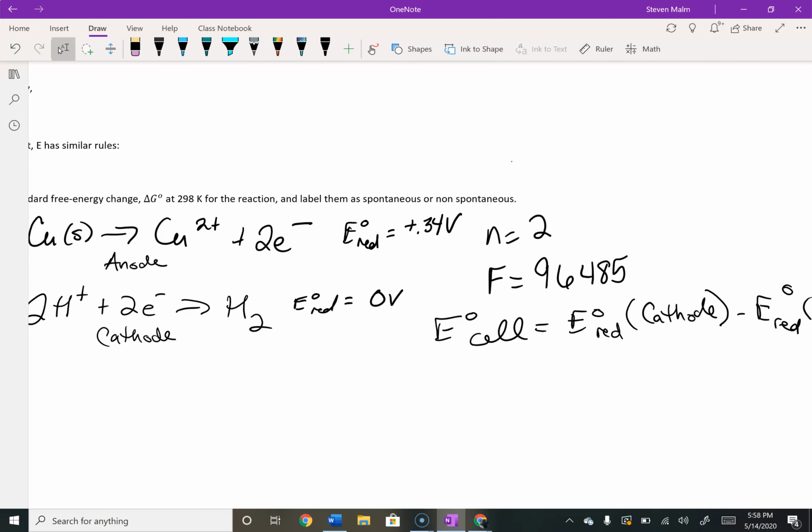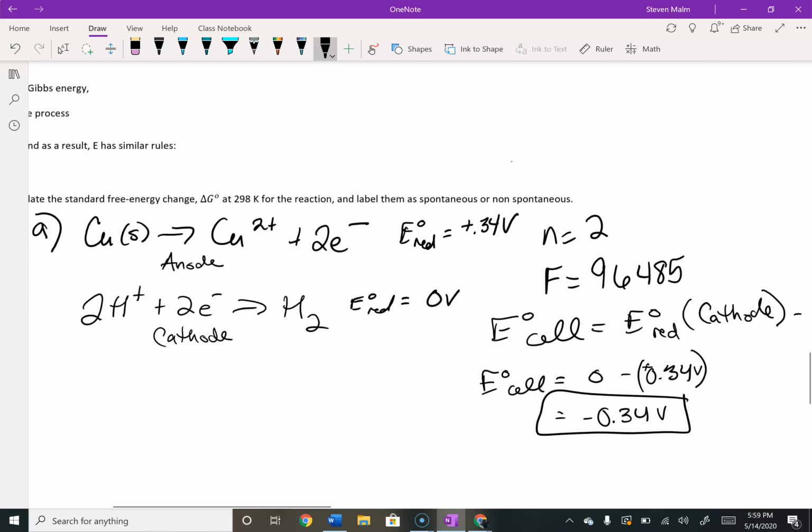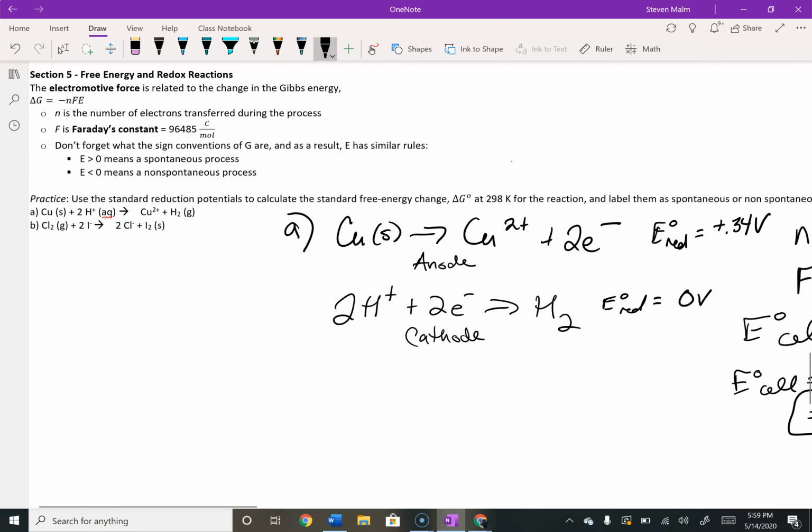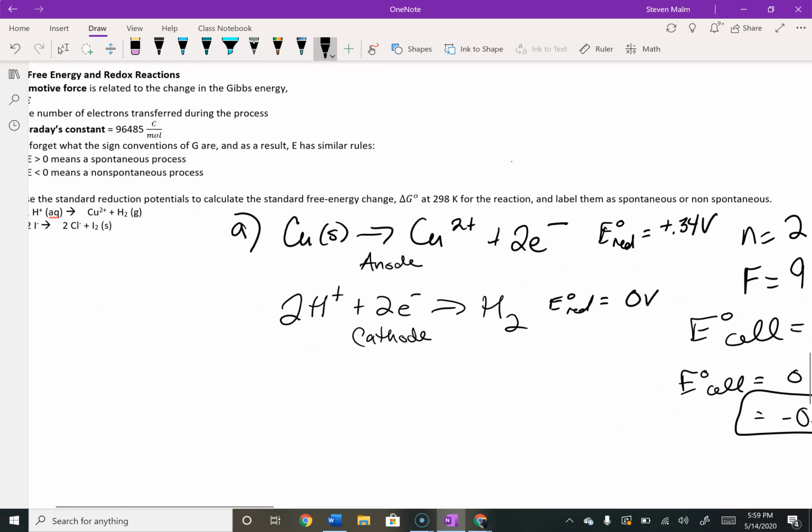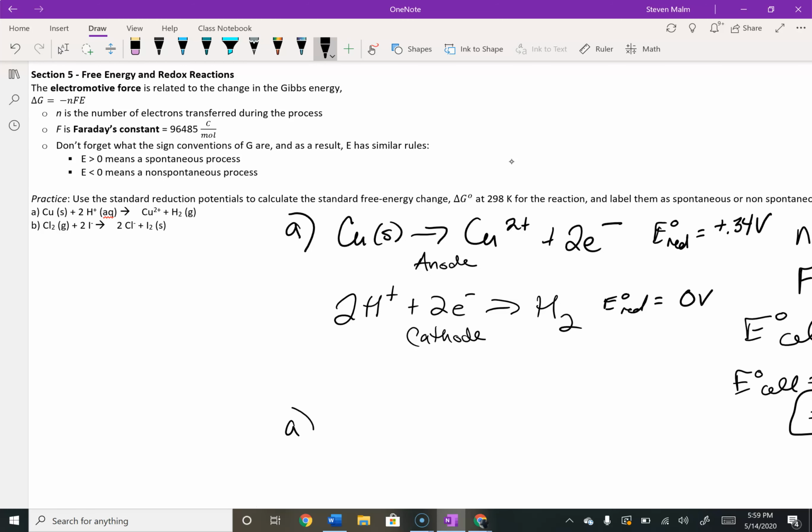All right, so now we're going to calculate E naught. It says to take the cathode minus the anode, which is going to be that. And then we're going to get negative 0.34 volts. All right, so for this one, it says that E naught being less than 0 means it's a non-spontaneous process. So we can already label A non-spontaneous based on E.